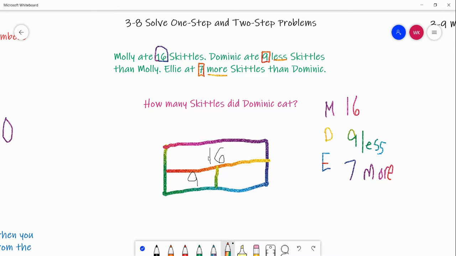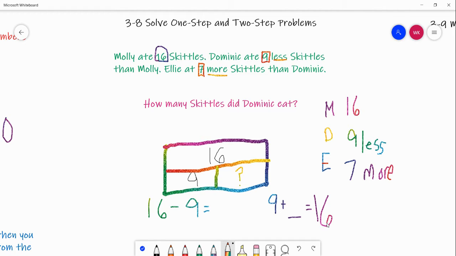So we know that Molly ate 16. That is our whole number. And 9 is one of our parts. So we're trying to figure out what our other part is to this problem. So our problem is going to be 16 minus 9 equals, we don't know yet, right? Or if you think that adding is easier for you, you could do 9 plus something, we don't know yet, equals 16.